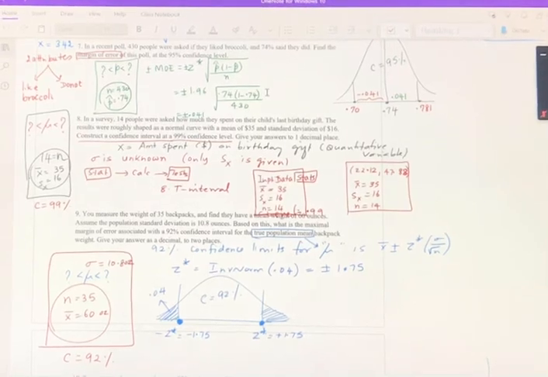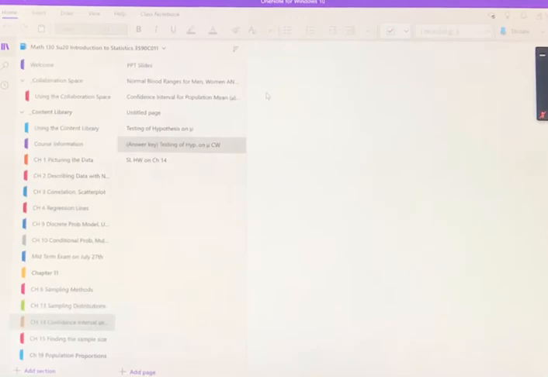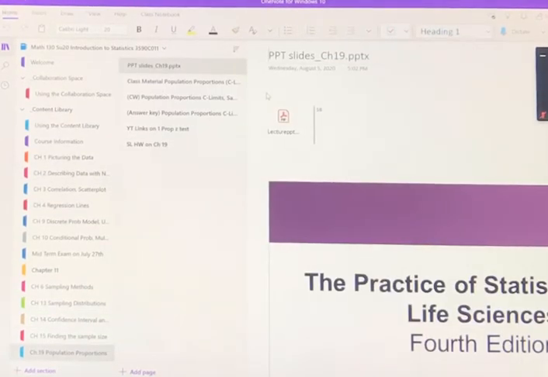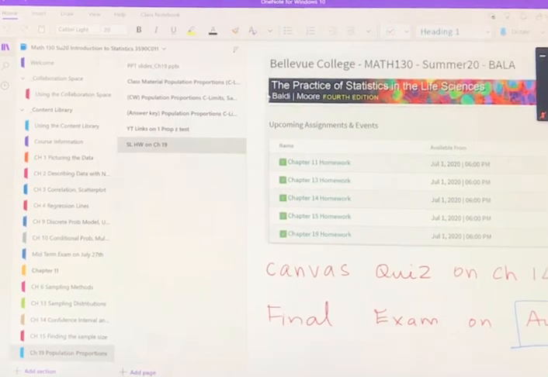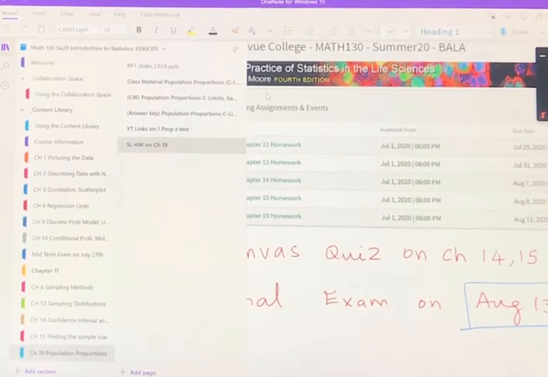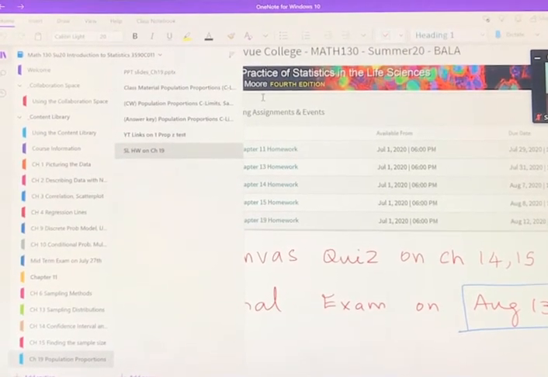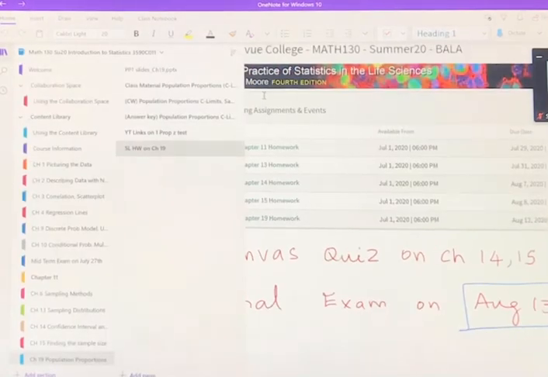Chapter 19. I hope you have seen the information that's been uploaded on OneNote. So the upcoming event is your chapter 19 homework, which is due on August 12th, which is very simple and you can do that, okay? But before that, I have to complete chapter 19 work, so I will do that.